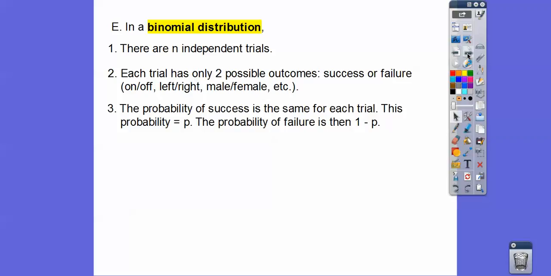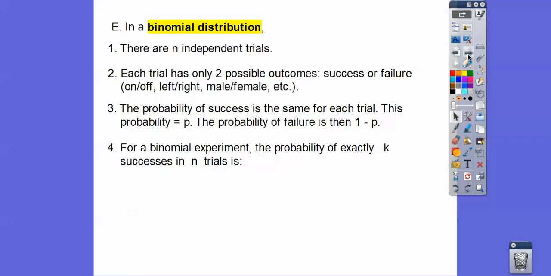Okay, so the probability of success is the same for each trial. That's the other thing that has to be. These are the rules for a binomial distribution. So it has to be the same all the way through. So the probability is p. So the probability of the failure is going to be the complement of that. So it's going to be 1 minus p, from 100% minus that.